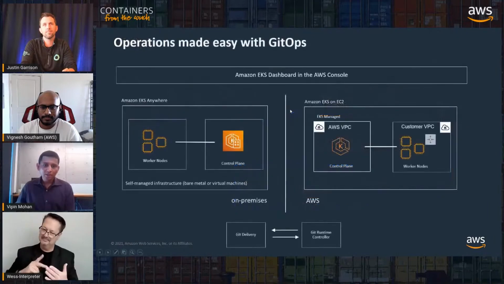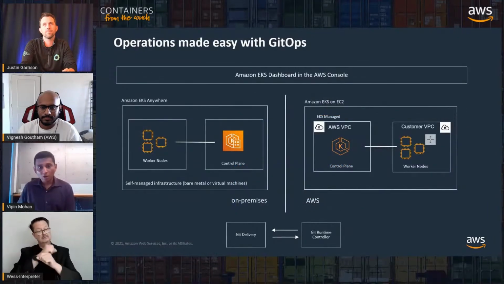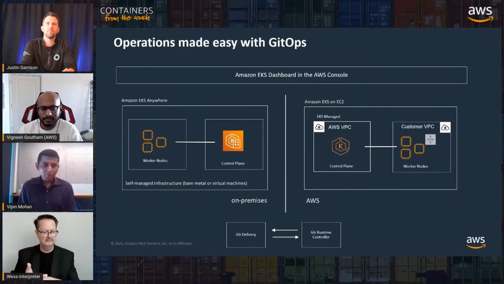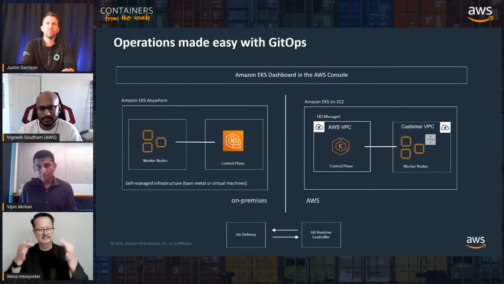So here's how we are thinking about GitOps to make your Kubernetes operations easy across on-prem and the cloud. And I believe Bob touched upon this earlier as well. GitOps is an important aspect of EKS Anywhere, and we are starting to lean into that from an Amazon EKS perspective as well.